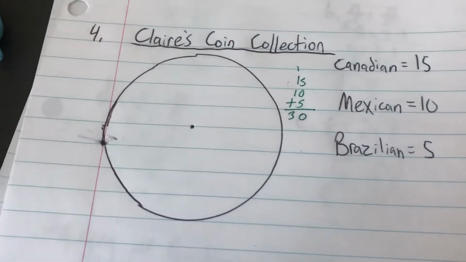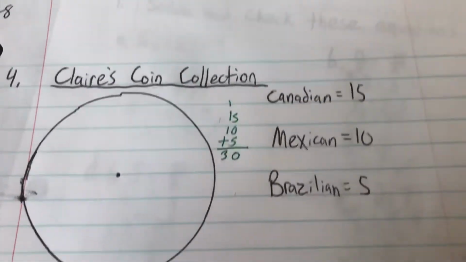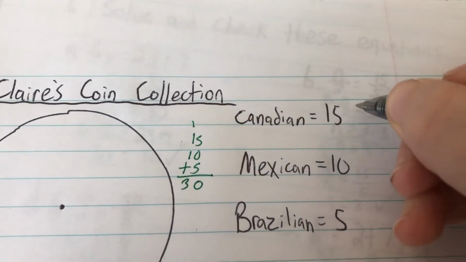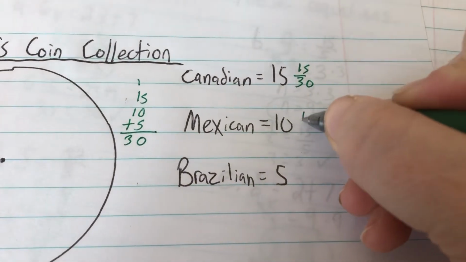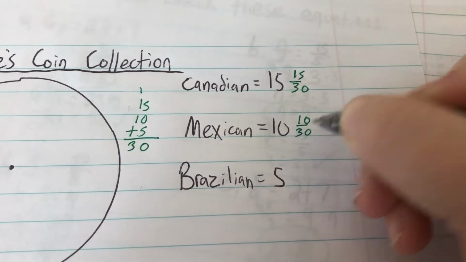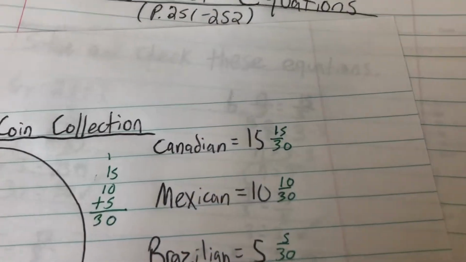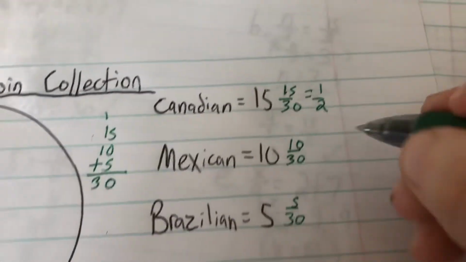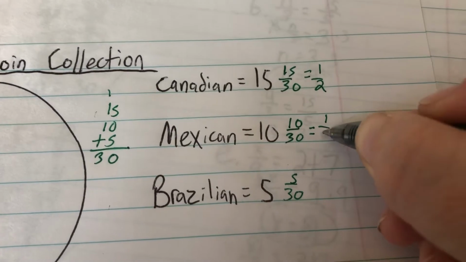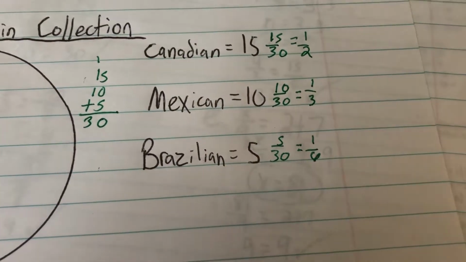Well, if I am going to make those as fractions, my first one, my Canadian one, is going to be 15 over 30. My Mexican one is going to be 10 over 30. And my Brazilian one is going to be 5 over 30. All of those can be simplified. 15 over 30 can be simplified into 1/2. 10 over 30 is 1/3. And 5 over 30 is 1/6.